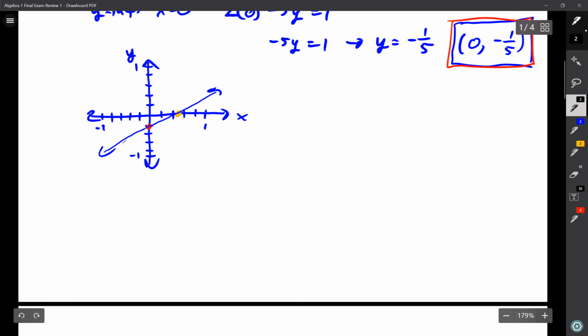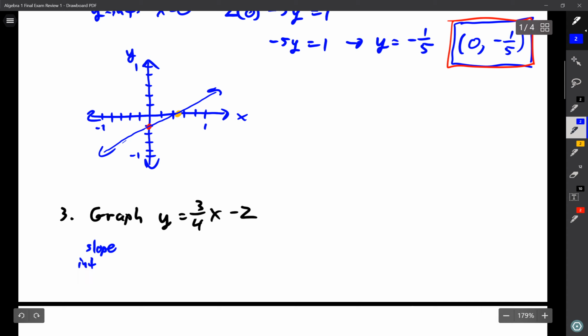Moving on, do I have space to do number 3? Sure, we can cram it down here at the bottom. Number 3 is graph y equals 3/4 x minus 2. Well, here's what we know. We know our slope. Well, I guess before I say that, this is slope-intercept form, which is y equals mx plus b.